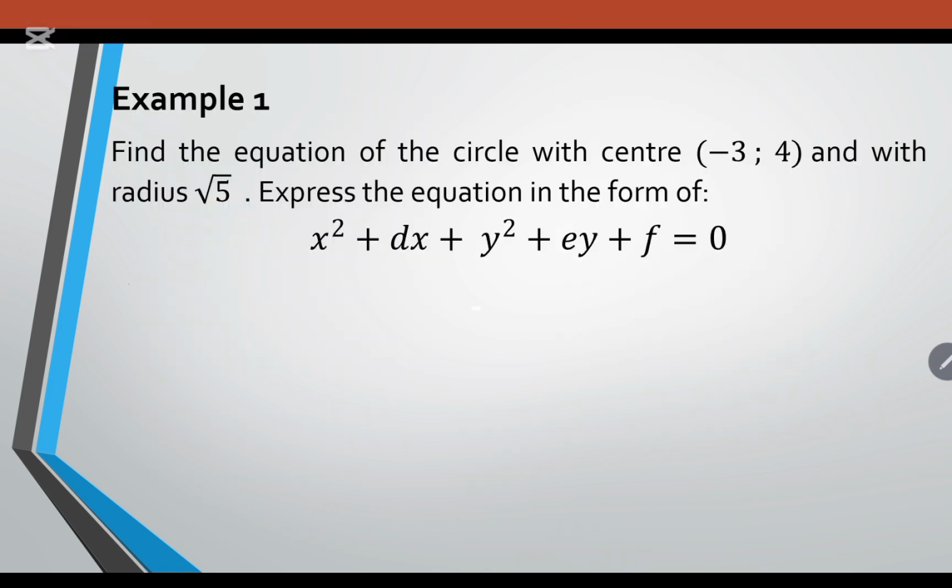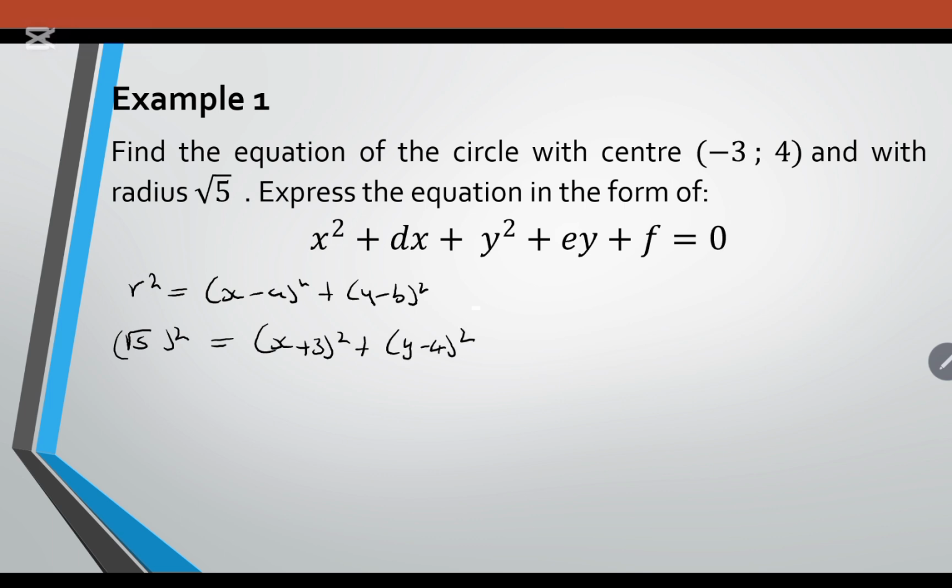Let's look at example number 1. They say find the equation of the circle with the center -3 and 4 and with the radius of square root of 5. So we said the standard form for the equation of a circle centered at the point is r squared is equal to x minus a squared plus y minus b squared, where a and b are the coordinates of the center point. So this will be the square root of 5 squared is equal to x minus -3, that will be x plus 3 squared, plus y minus 4 squared.